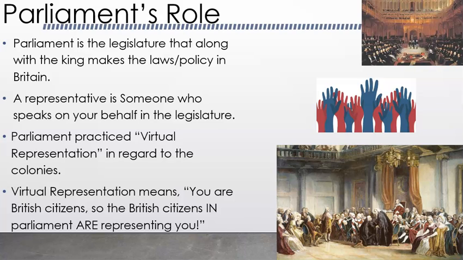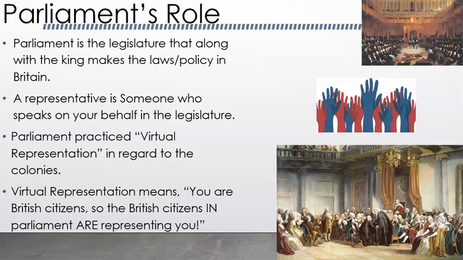Parliament practiced virtual representation. That's what they called it. It's funny, right? We're digital internet school. Virtual representation in regard to the colonies basically means this is what Parliament told the colonists when they said, hey, don't you think we should be represented? Well, you guys are British citizens, and the British citizens in Parliament are representing you, so you're already represented. You don't need somebody from the colonies over here. We got you. And like you might guess, the colonists didn't really like that.